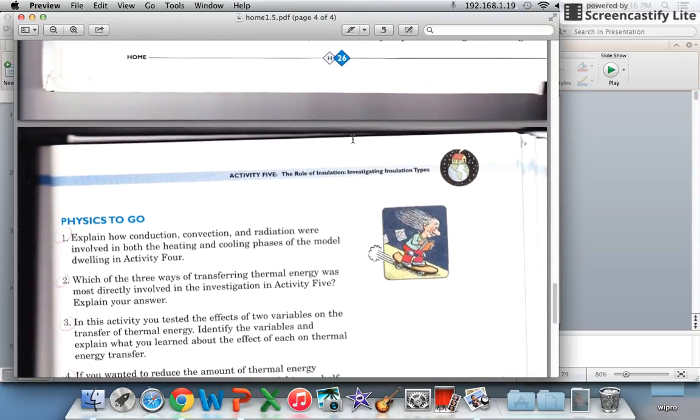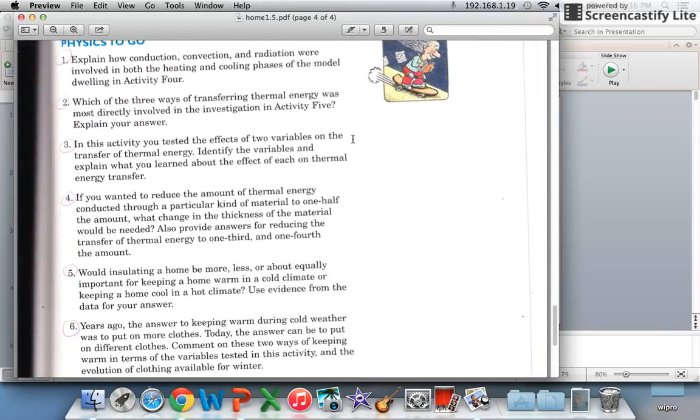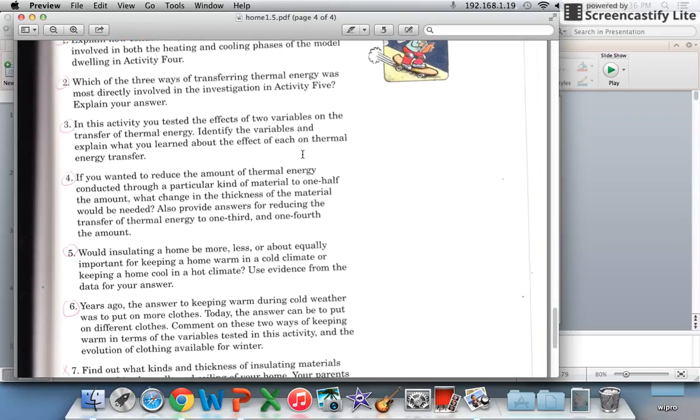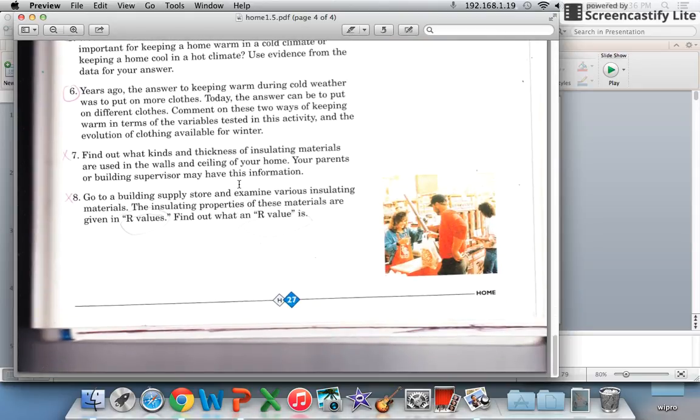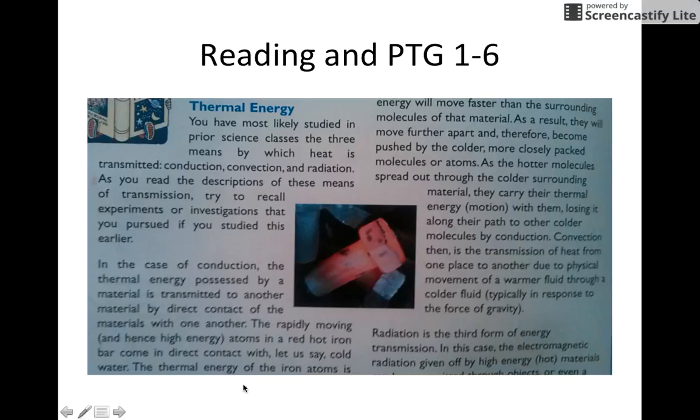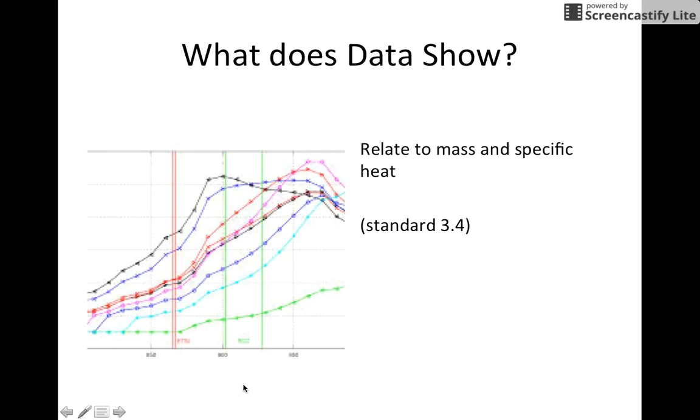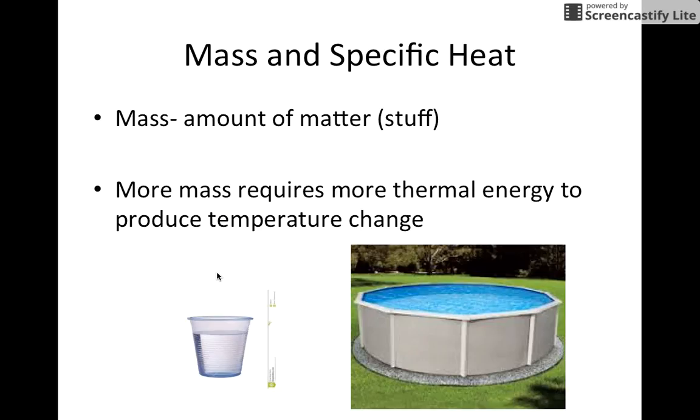And then these Physics To Go questions 1 through 6 are the ones I like. You see them circled here. These are usually the ones I talk about in class because it really gets them thinking about differences in material and how that affects the transfer of thermal energy, differences in thickness or mass. So I like to assign those questions and then link it to what the data showed in their experiment: different materials, different heating and cooling curves, and relate this to mass and specific heat.